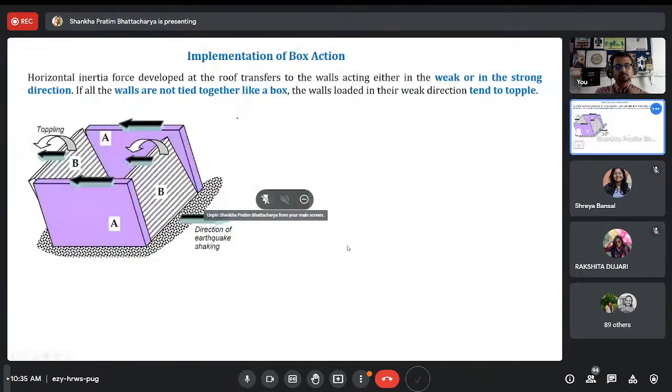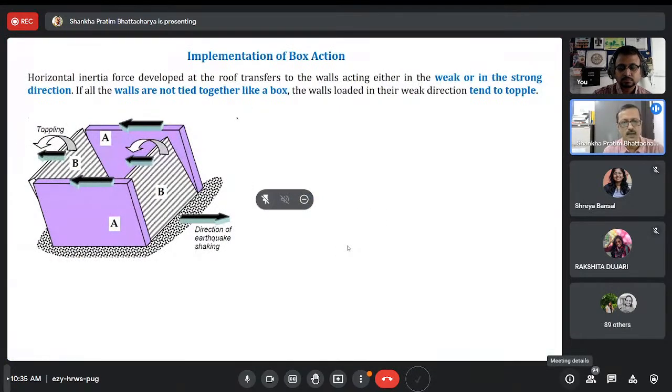Now you see A. If the direction is parallel to A, it is fantastic. A can resist, but B will not, because the resisting depth of B is now only the thickness of B, not the length. So there is a problem.